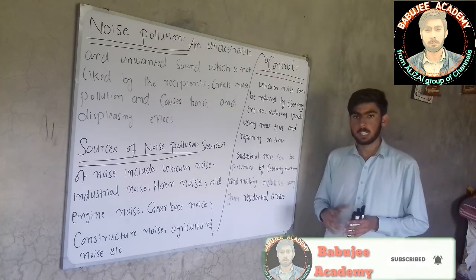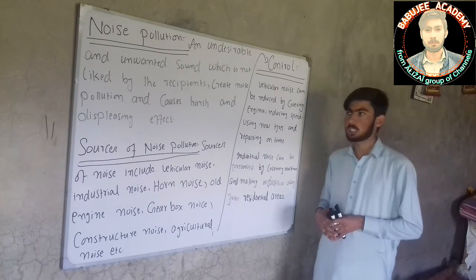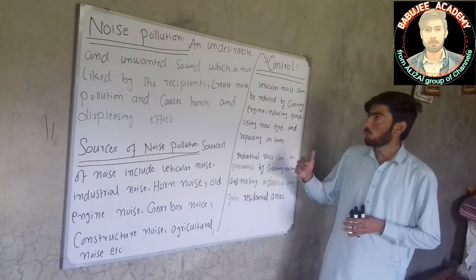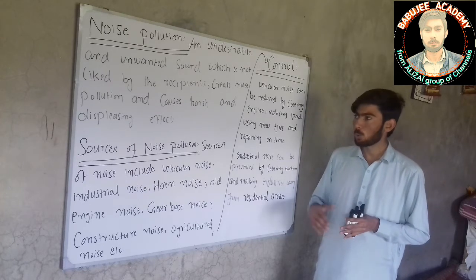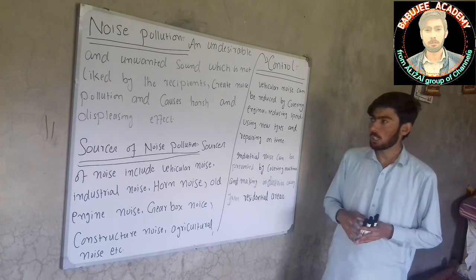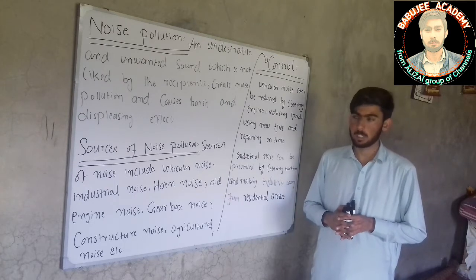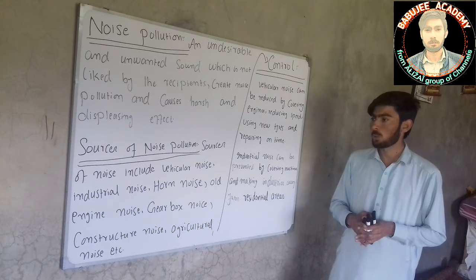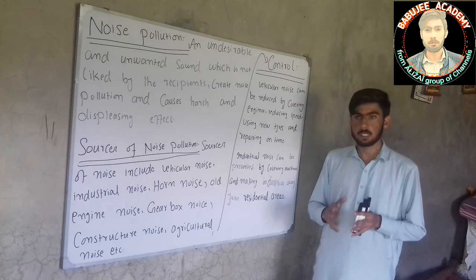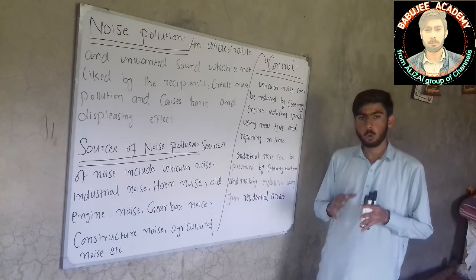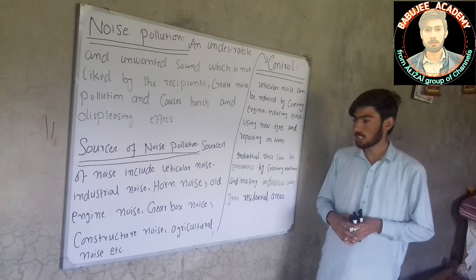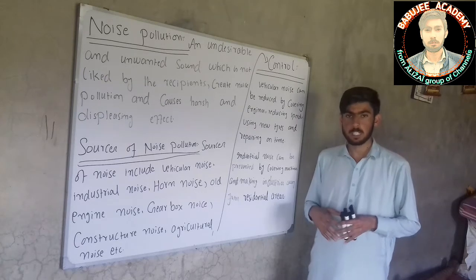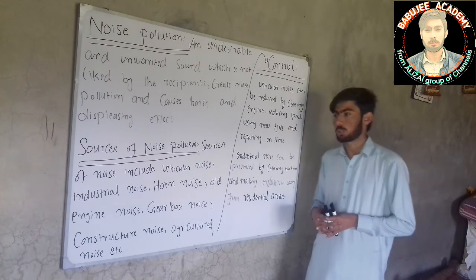Okay guys, let me summarize today's class. In today's class we studied that noise pollution is an undesirable and unwanted sound which is not liked by the recipients, those who hear it, and causes a harsh and displeasing effect. Noise pollution can damage our hearing power. Sources of noise pollution include vehicular noise, industrial noise, horn noise, oil engine noise, gearbox noise, construction noise, agricultural noise, and vehicles which produce noise are also reasons of noise pollution.